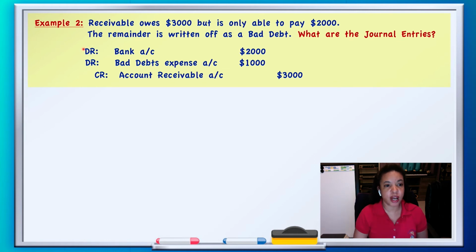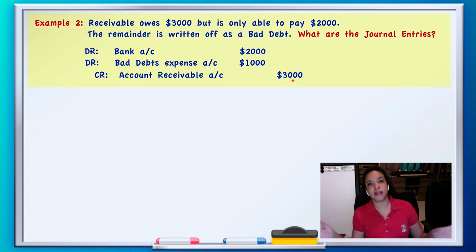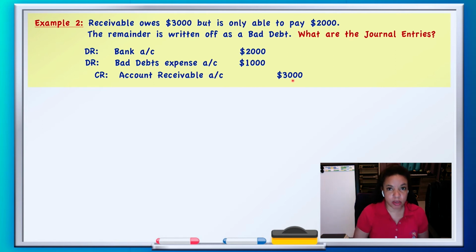Right? So this is your journal. In this case, you have two debits, one credit, but you must always have debits and credits. And the next thing, remember the accounting equation, your debits must be equal to your credits. So debits would be 2,000 plus 1,000, which is 3,000. Credits would be 3,000, so we know we're good. Perfect. Now we move on to the accounts and posting to the accounts.